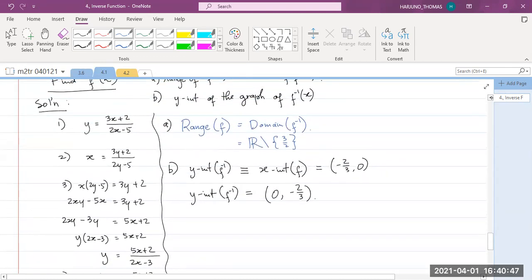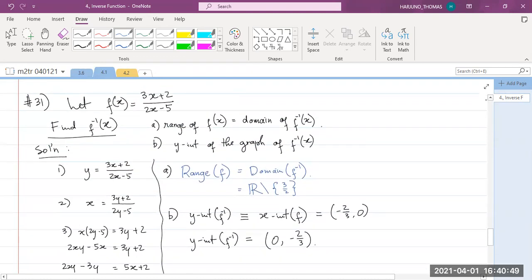So our friend asked a question, Thomas, can you go over that y-intercept of the inverse function? Now, remember that x-intercept and y-intercept are related. The y-intercept of the function will tell us the x-intercept of the inverse function. The x-intercept of the original function will tell us something about the y-intercept of the inverse function.